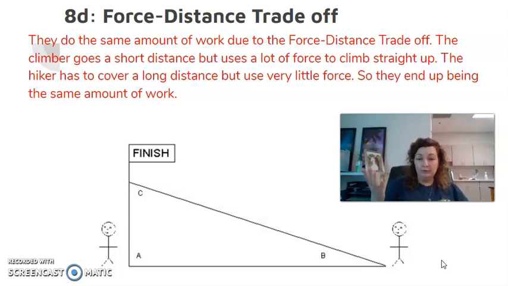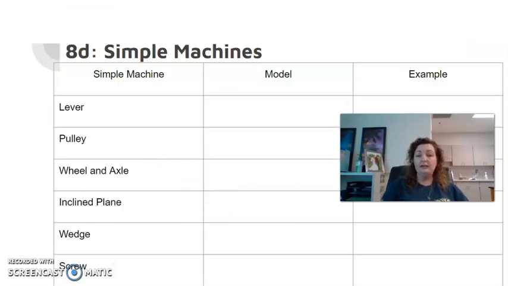You're either going to do more force or you're going to go a greater distance, and you get to pick which one you do for your work, all right? Okay, now you're going to have this table in your AKS portfolio to complete. We are going to go over each simple machine.